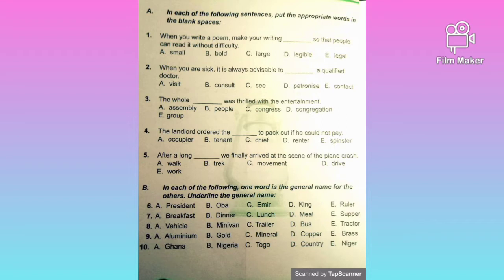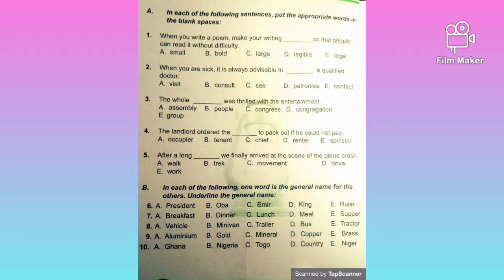So we have A, small. You can make your writing small so that people can read it without difficulty. No. We have bold. Bold goes, but let's see if there are other ones that go better. We have large. No. We have legible. Okay. We have legal. All right. We have bold. We have legible. So I think the answer is legible. When you write a poem, make your writing legible so that people can read it without difficulty.